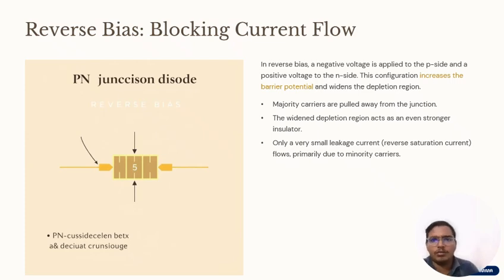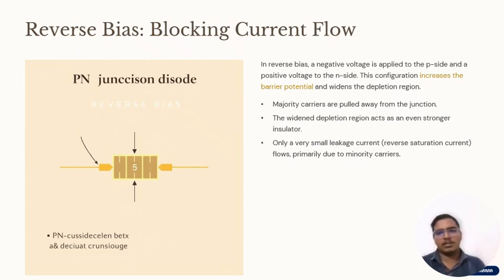Reverse bias: a negative voltage is applied to the P side and a positive voltage to the N side. This configuration increases the barrier potential and widens the depletion region. Here we can see that the depletion region increases between the p-type and n-type because of the reverse bias.